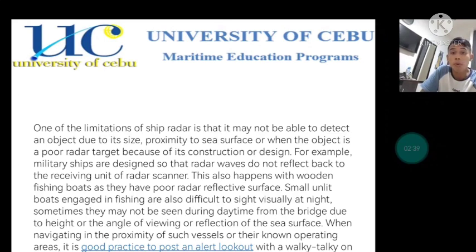So small boats engaged in fishing are also difficult to sight visually at night. Sometimes they may not be seen during daytime from the bridge due to height, the angle of viewing, or reflection of the sea surface. When navigating in the proximity of such vessels or their operating areas, it is good practice to post an alert lookout with a walkie-talkie on the forecastle deck.